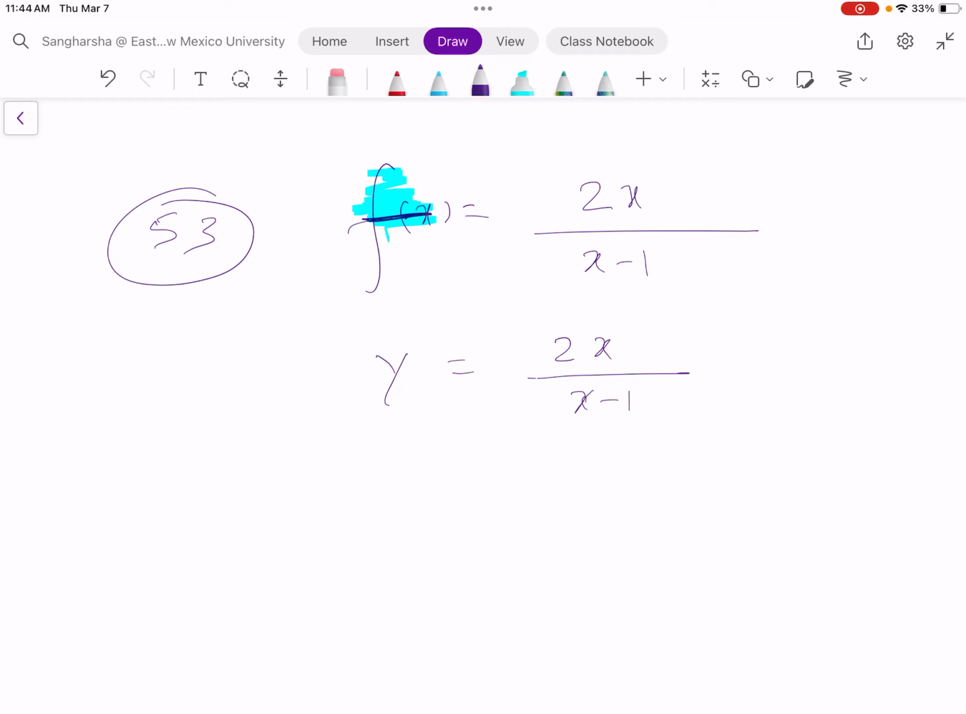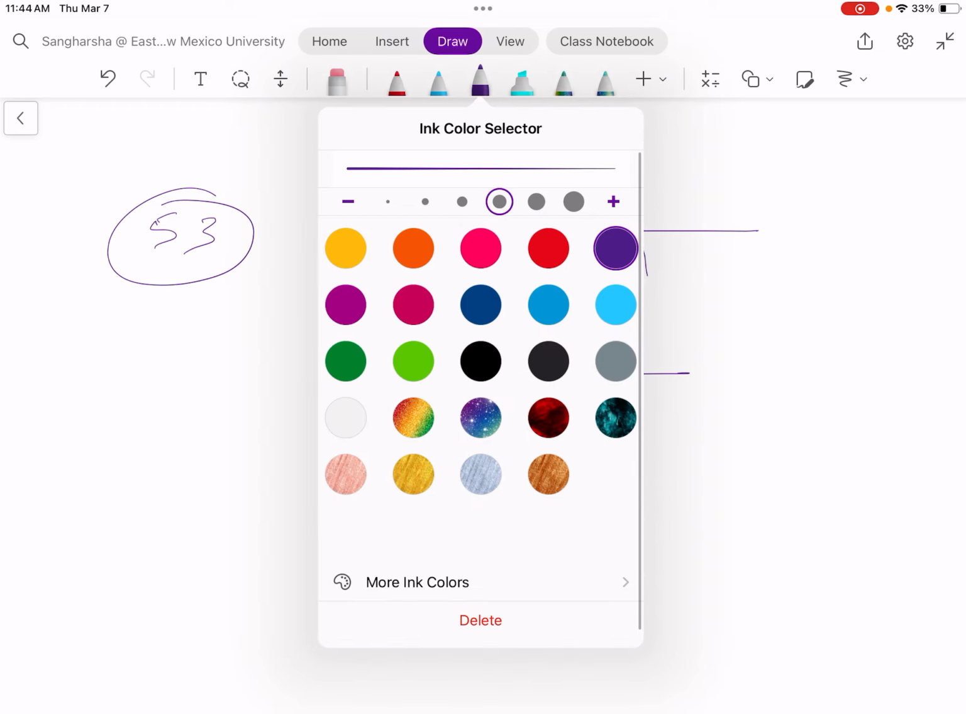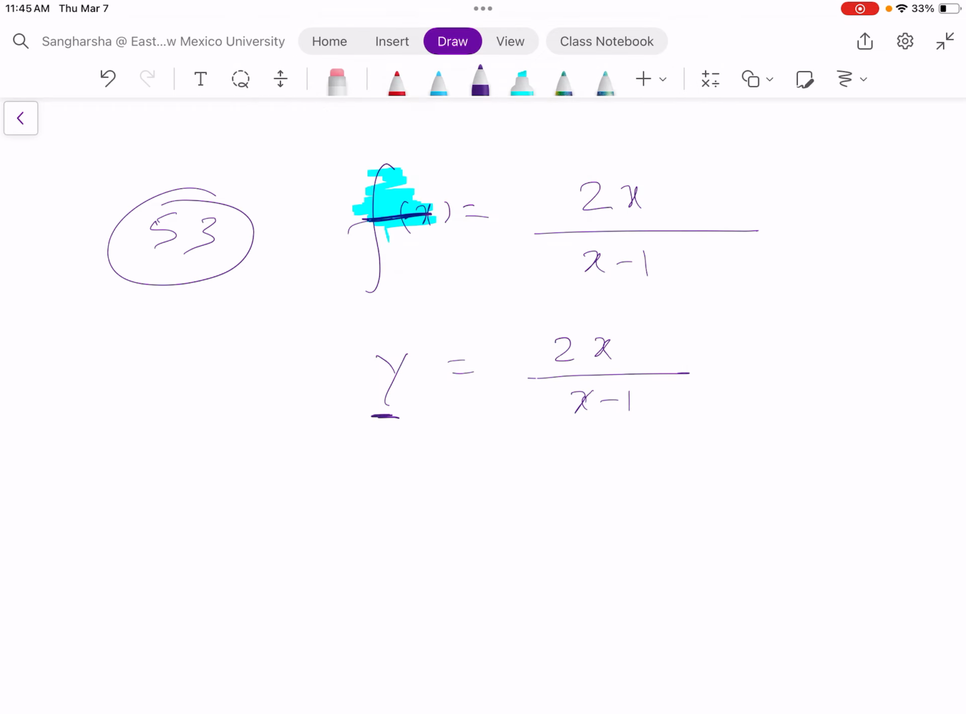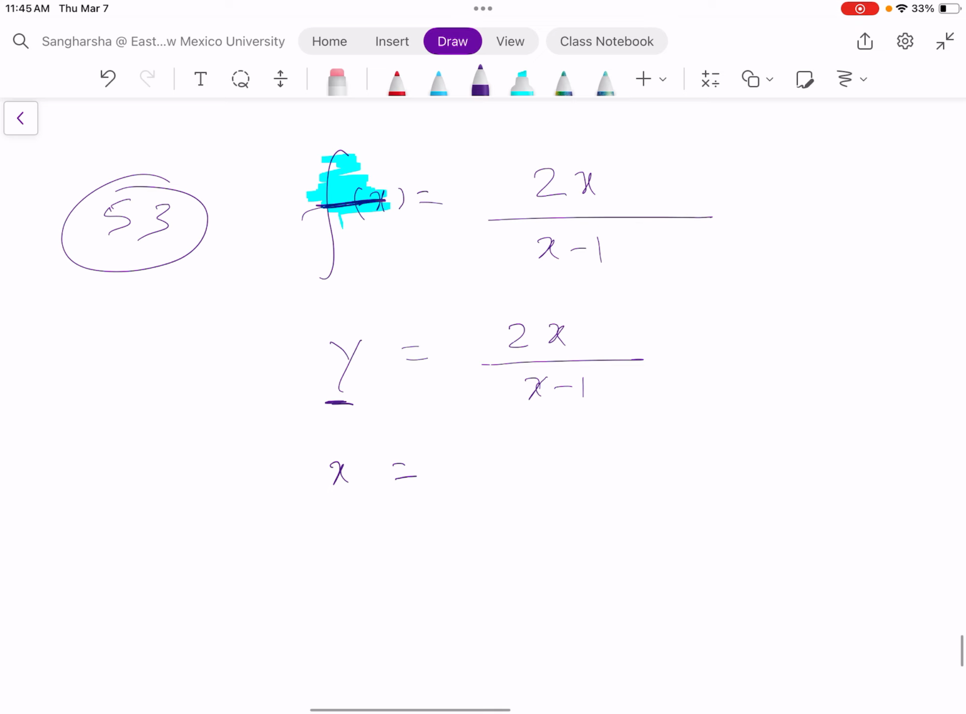The second step is we interchange x and y. So for y, we write down x. For x, we write down y. So for this y, we write down x equals. Now for every x, we write down y. So we have 2y divided by y minus 1. So you interchange x and y.